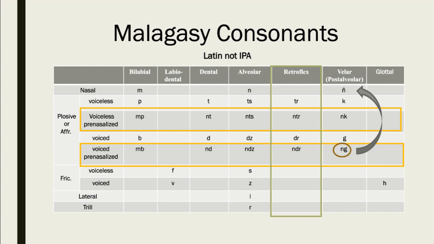The TS sound, which in English I would equate to tsunami or the ending of the word like cats, is unnecessary. We don't need it really at this point, and if we do need it, it will probably be for borrowed words, so we can just eliminate that one completely.